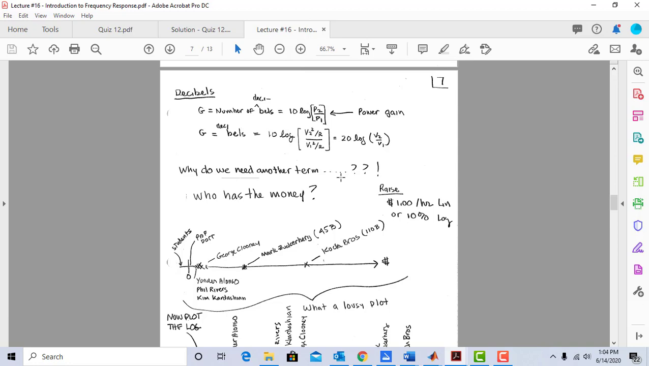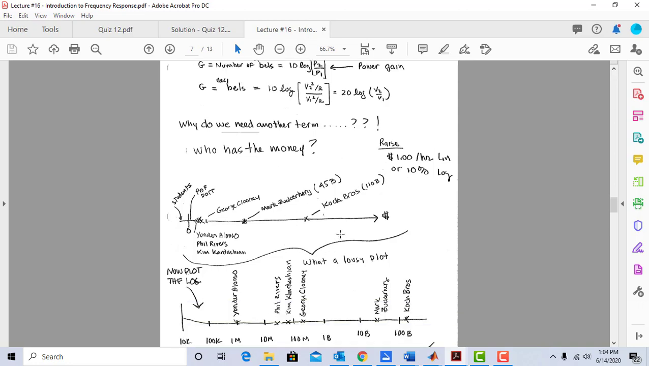So why do we need another term? What I want to do is give you a quick sales pitch on dB. Obviously, the first sales pitch is that I can show a milliwatt and a picowatt on the same graph. And that's really the sales pitch I'm about to show you. But let's have a little fun with it. Let's look at who has the money.